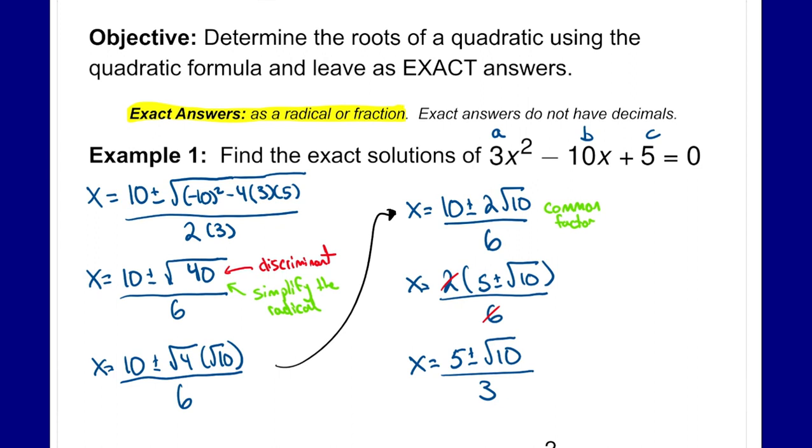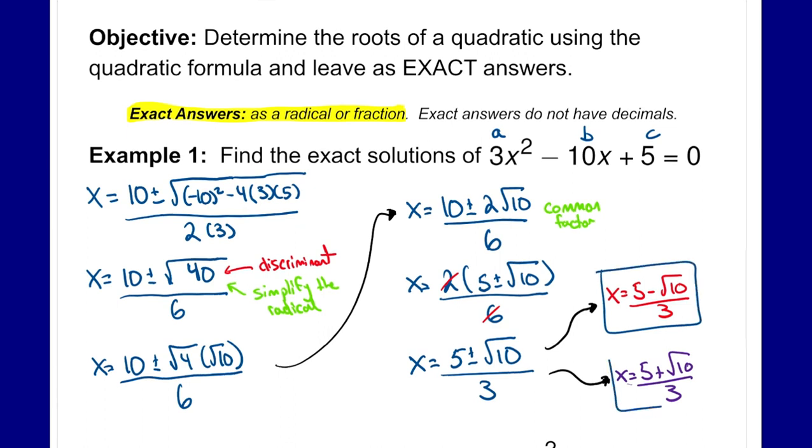It's the same idea. And then now I have my two solutions. X is equal to 5 minus root 10 divided by 3, and x is equal to 5 plus root 10 divided by 3. Those are my two solutions. And they are the exact value because they're not decimals.